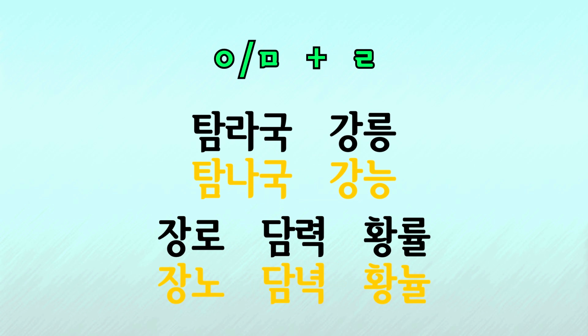Here are a few more examples. 탐나국, 강릉, 장로, 담력, 확률.